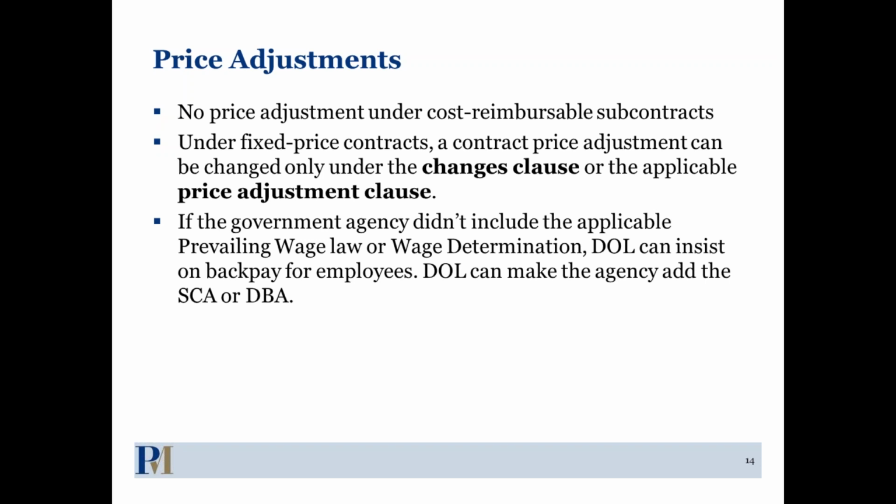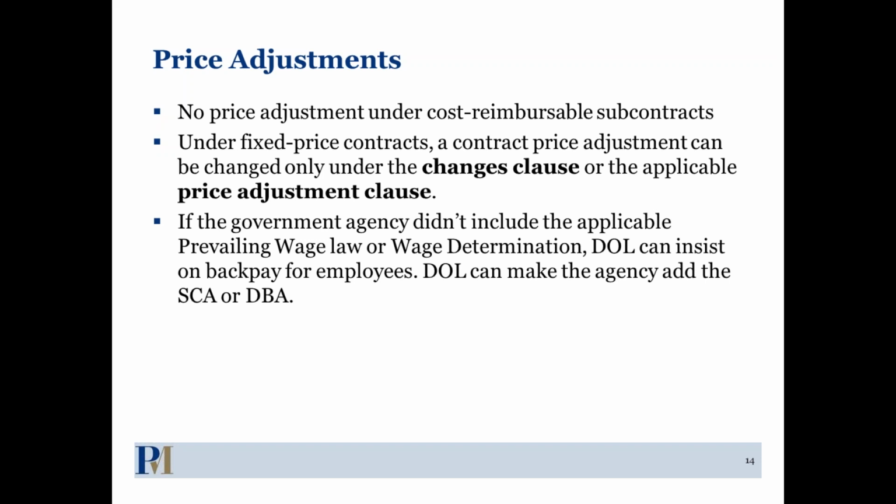So we just wanted to note that. Under firm fixed price contracts, the only way you can get a price adjustment, not necessarily an equitable adjustment, which is different, but a price adjustment under the SCA or DBA, is through the changes clause or the applicable price adjustment clause. And so it's important to know which one of those applies and when you need to look at it.